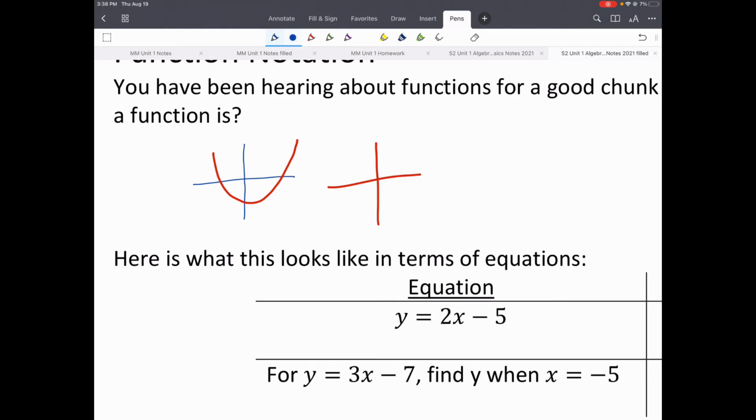These are functions. And I know you've talked about the vertical line test. So if you draw a vertical line anywhere on this graph and it only crosses once, then it is a function. Okay? So these are examples of functions.